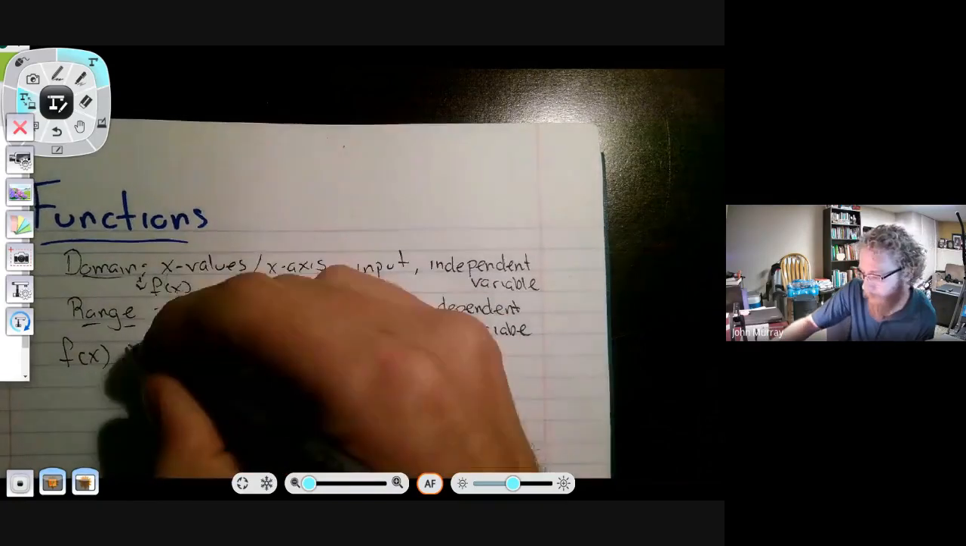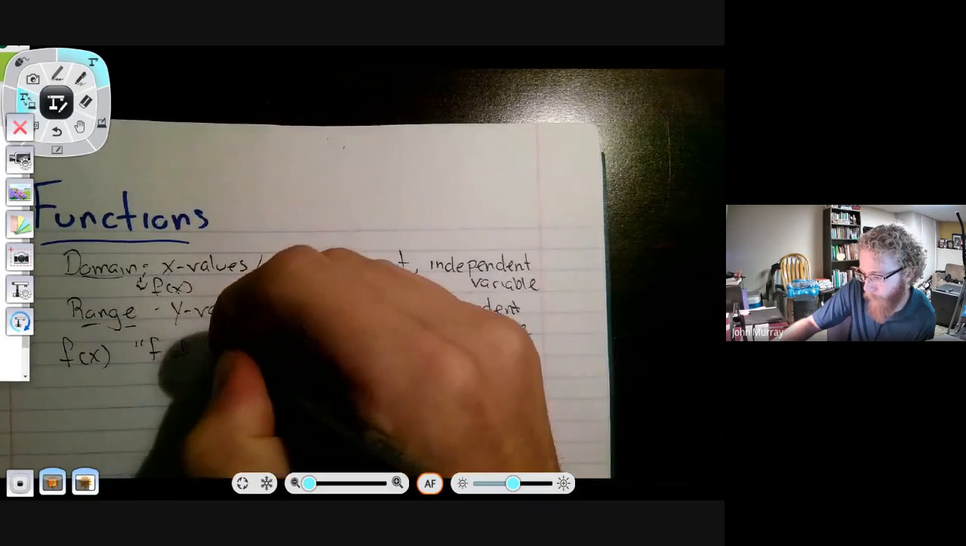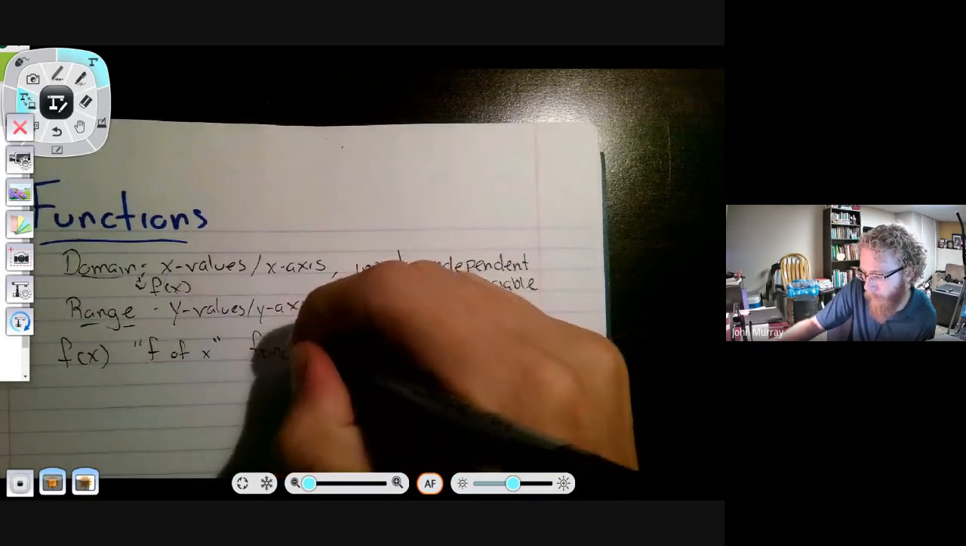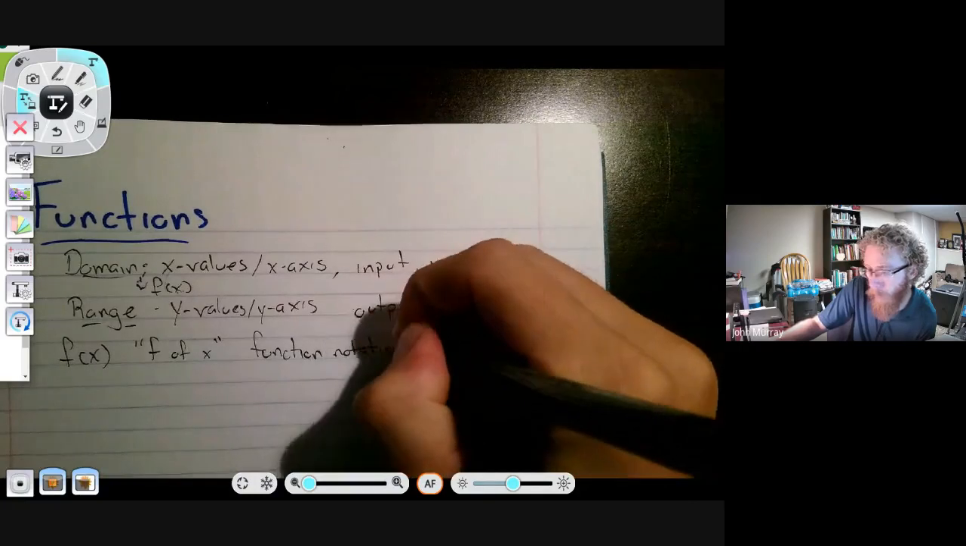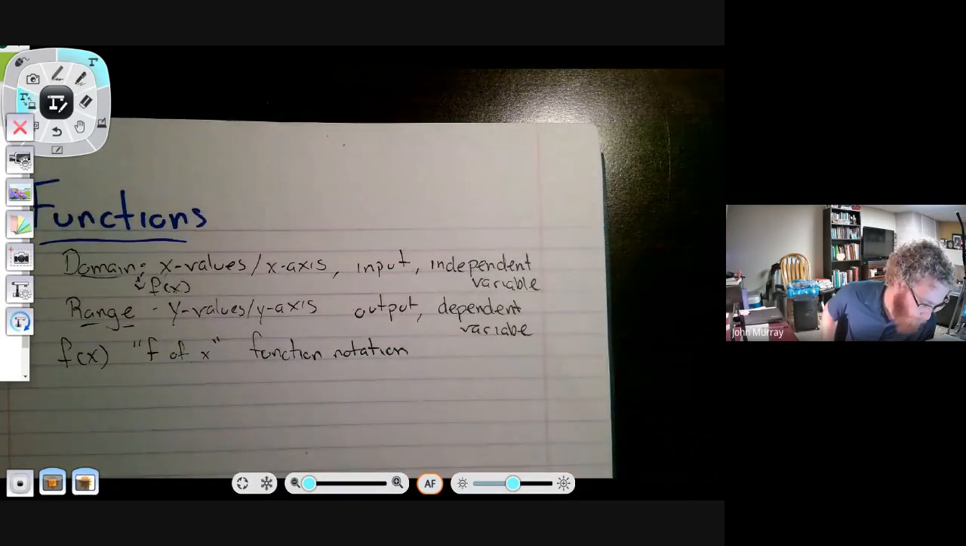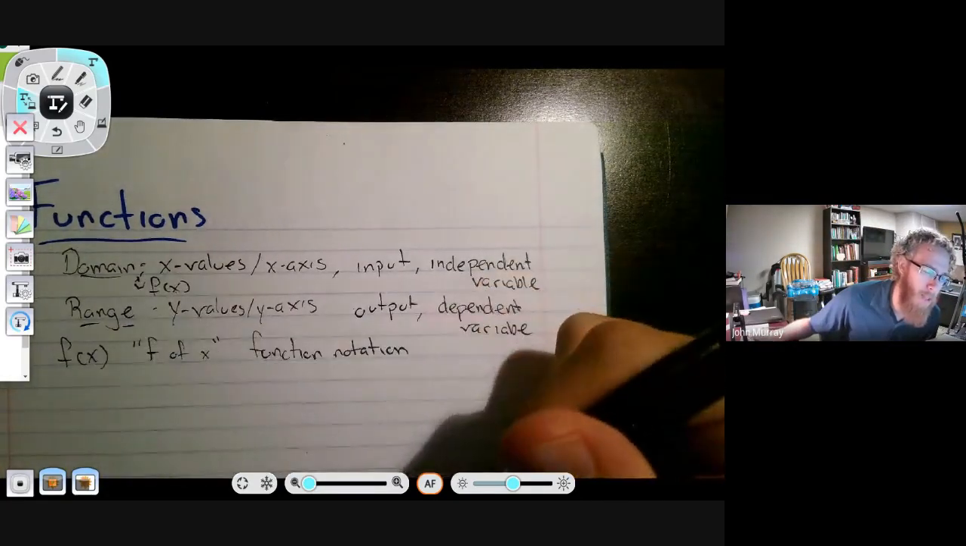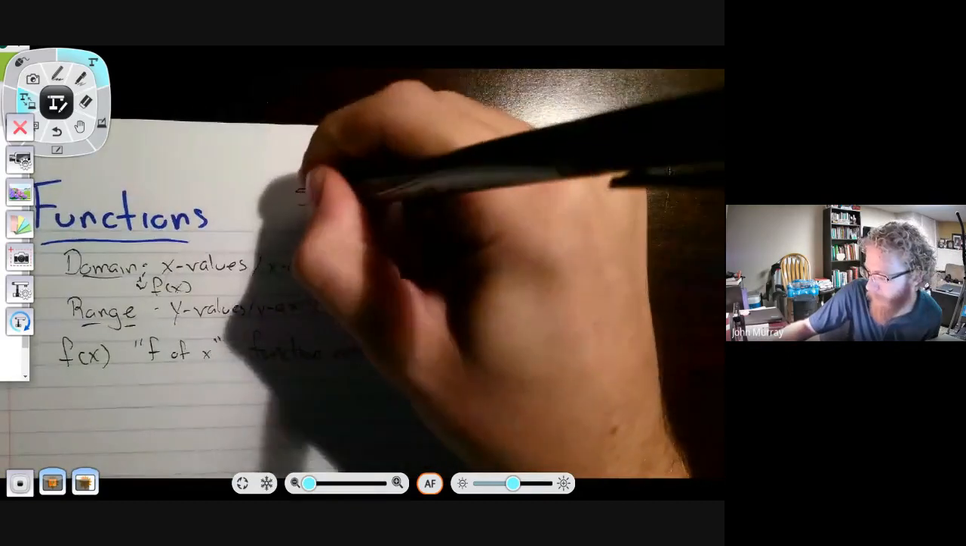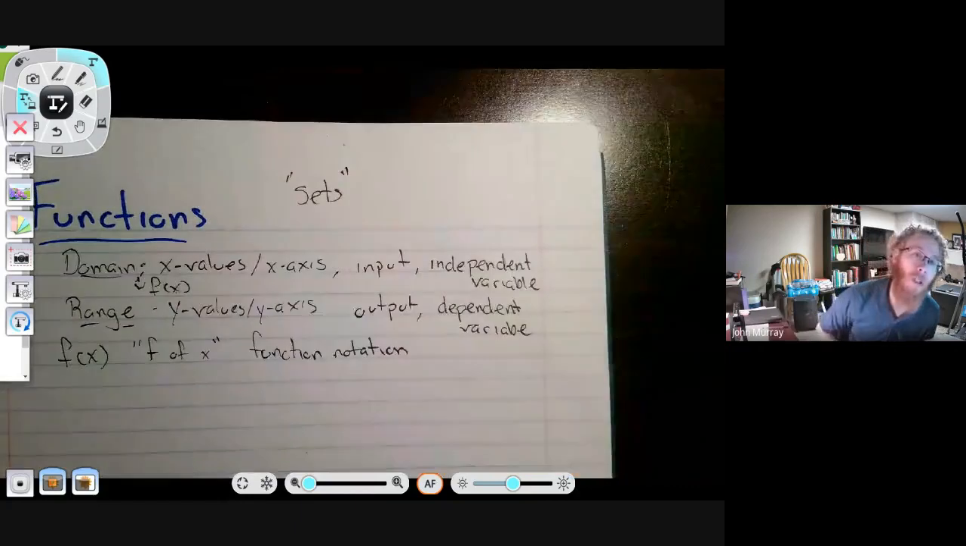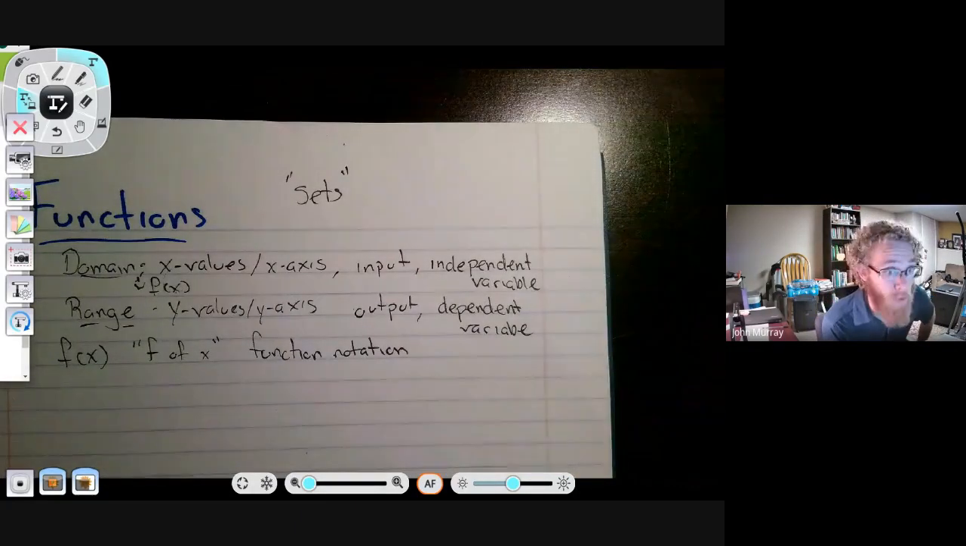So I put it up here, but I hope you guys are familiar with that, right? f of x. We call that our function notation. Okay, and if you get to higher mathematics, the domain and range are what we call sets. You don't have to write this down, but it's a set of numbers that follows specific instructions, depending on our equation, certain rules and regulations.